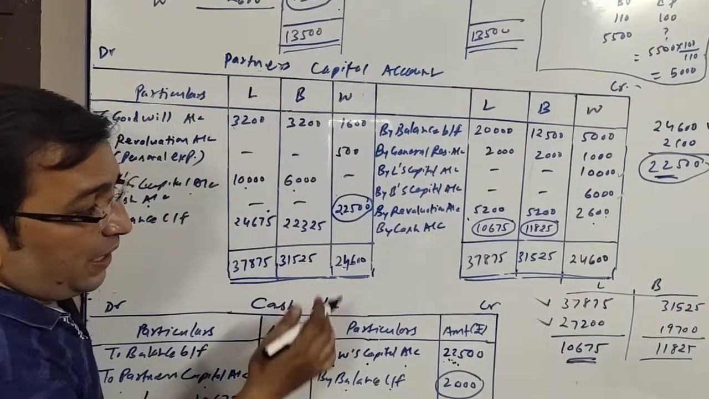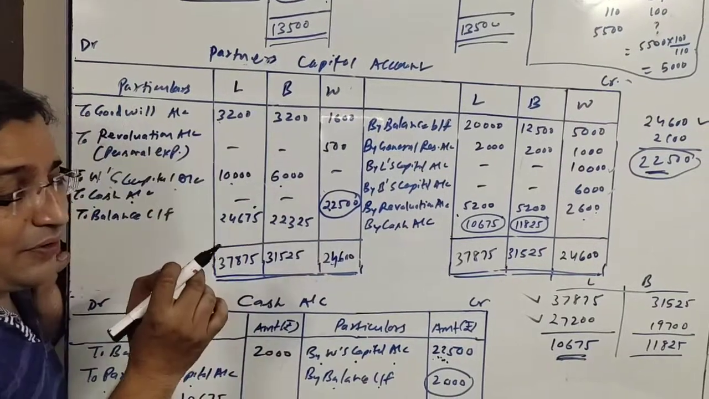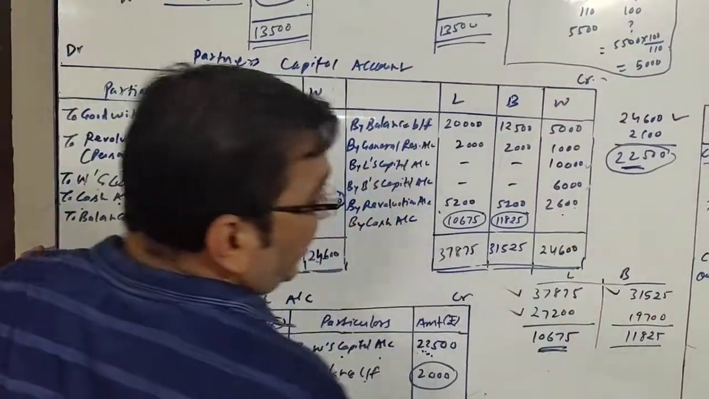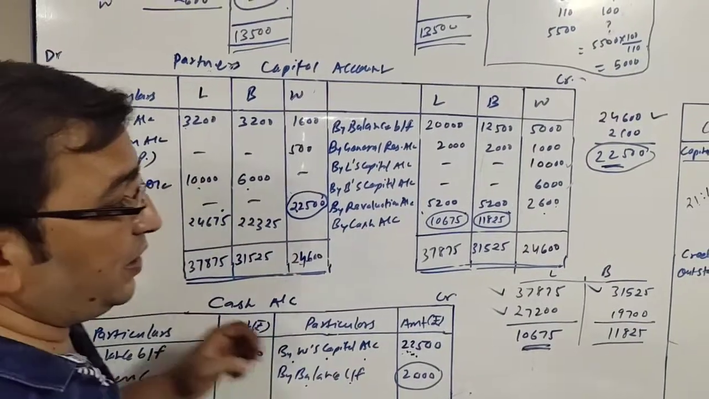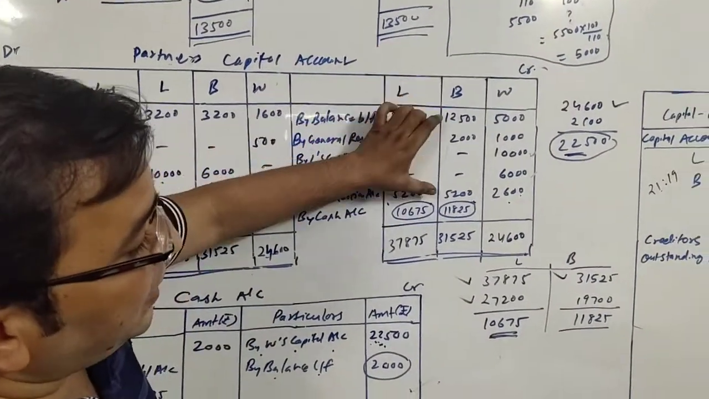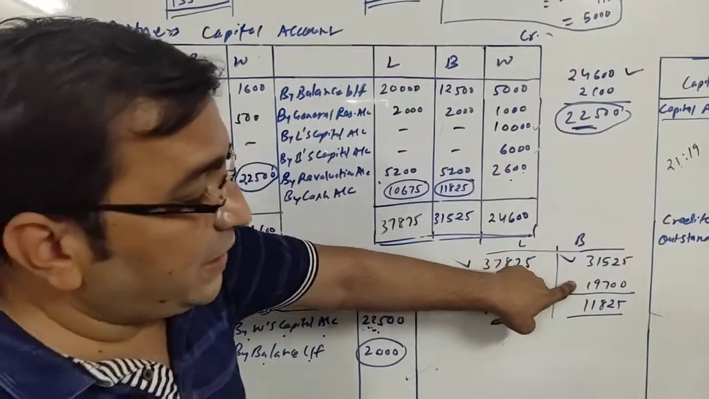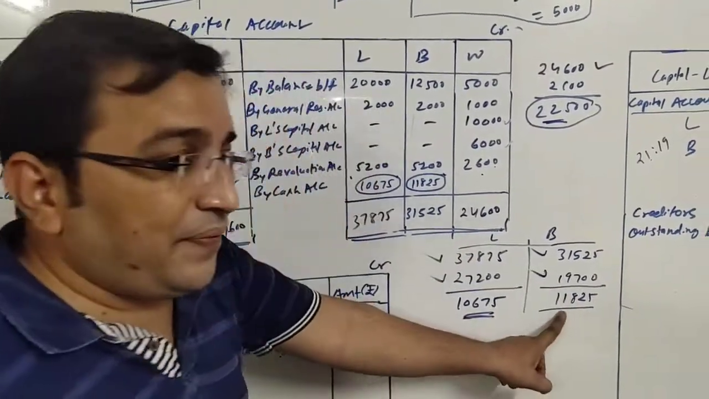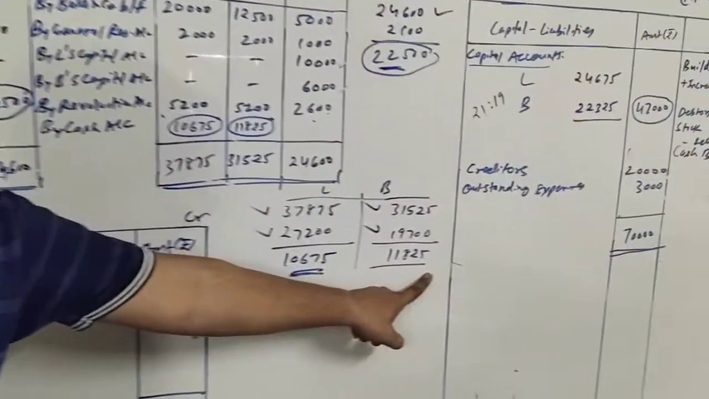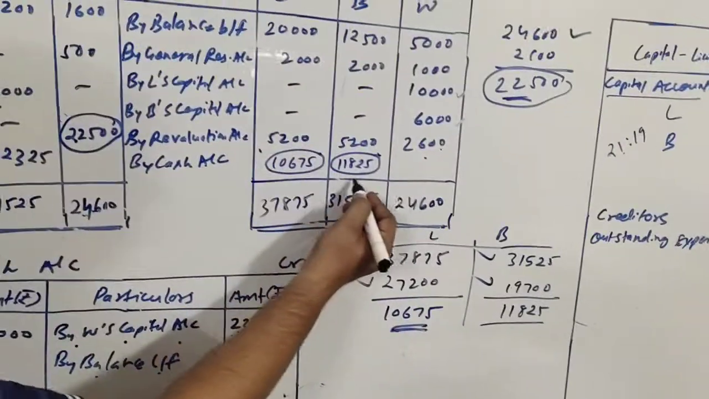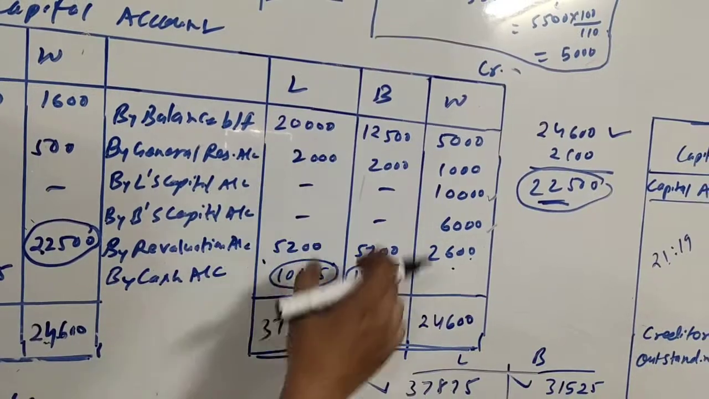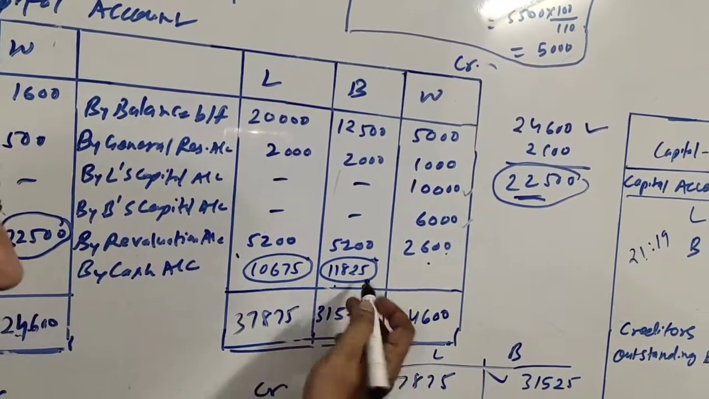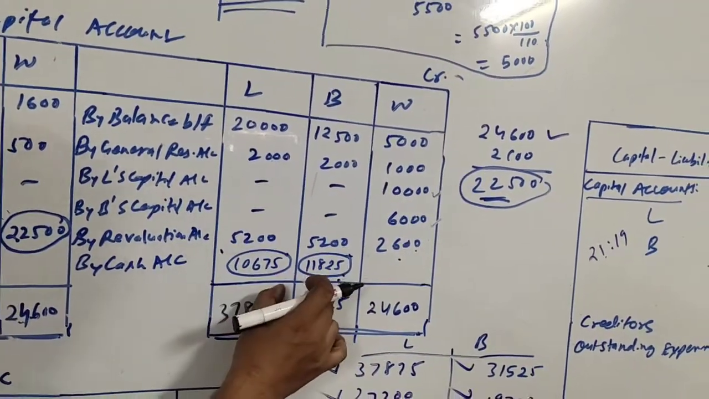Let us talk about B. B's total, when I make it, I get 31,525 on the debit side. On the credit side there are only 3 items whose total is 19,700. So the difference comes to 11,825. So 11,825 again is on the credit side. That means we will have to bring 11,825 rupees in cash.